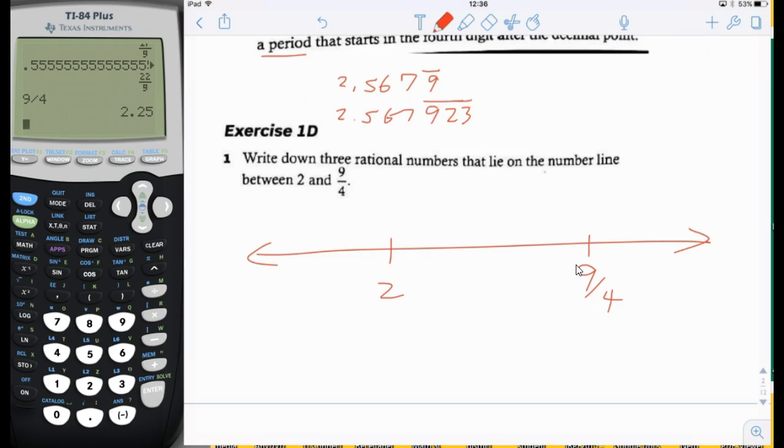So that's easy, right? You can put 2.1, 2.2. What's another one? Oh, 2.15. Okay, and that's it for page 1 and page 2.